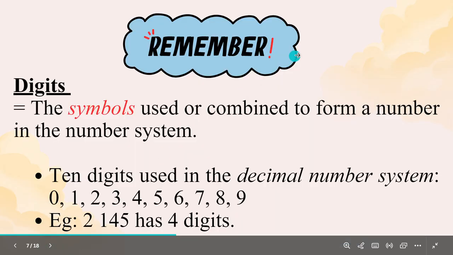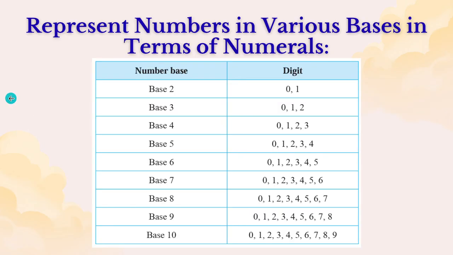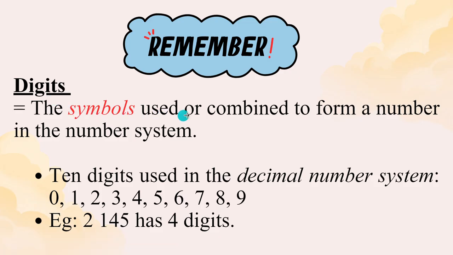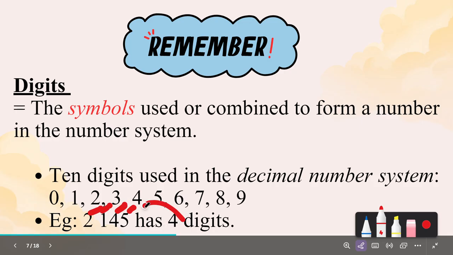Next is some reminder. Remember the definition of the digits. The definition of a digit is the symbols used or combined to form a number in the number system. For the decimal number system, we have 10 digits to be used, so 0 until 9. How do we count the digits? For example, 2145 has 4 digits. How do we count this? 1, 2, 3, 4. So there are 4 digits here.